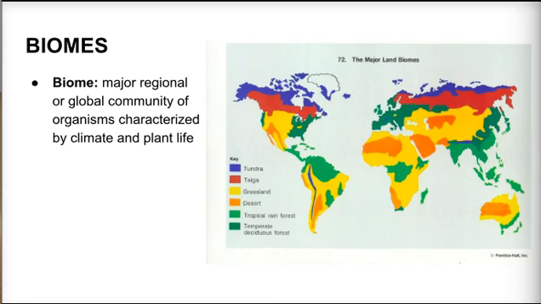Just to review, a biome is a major regional or global community of organisms characterized by climate and plant life. The number of biomes varies depending on one's interpretation of these different characteristics. In this map, the globe is broken down into 6 major biomes.